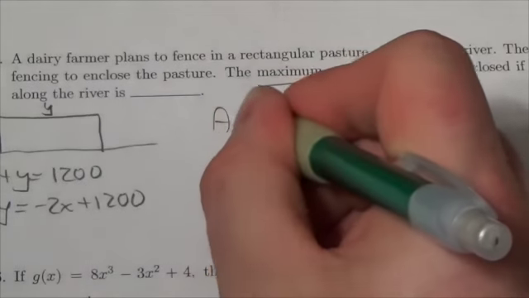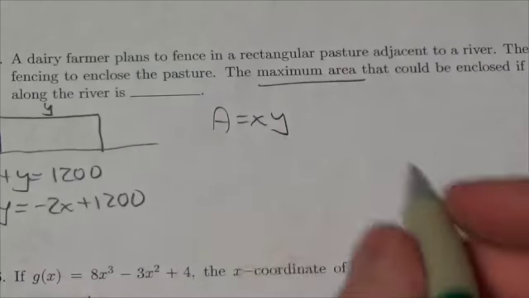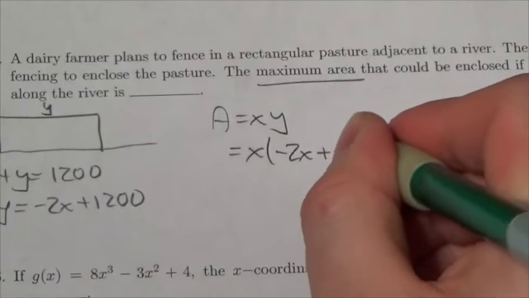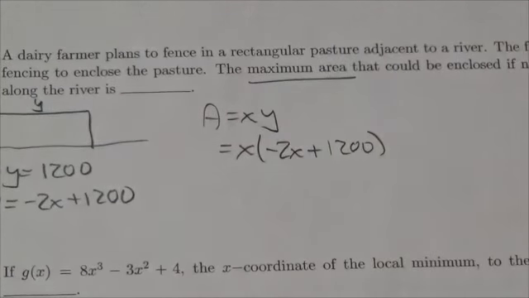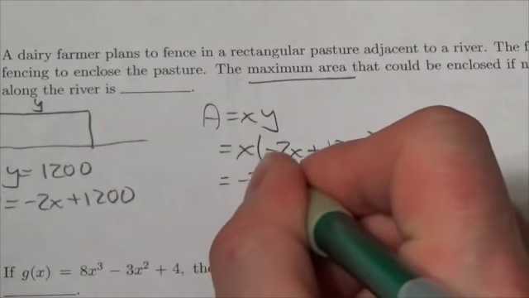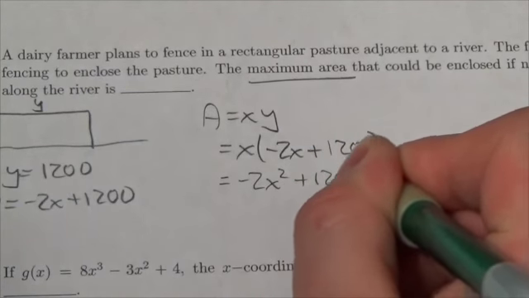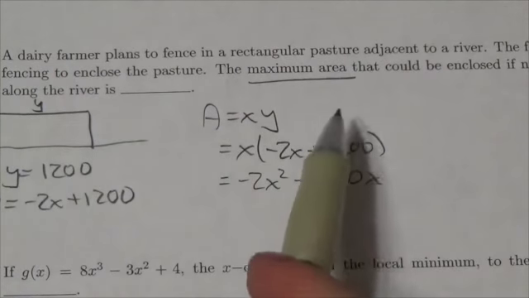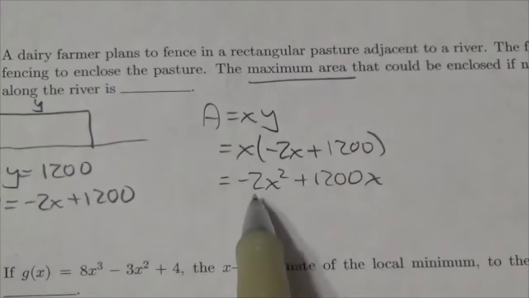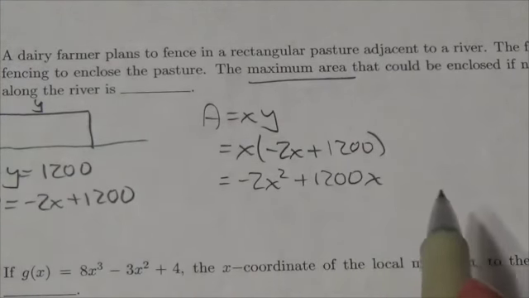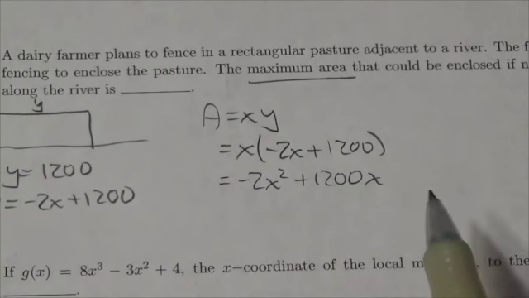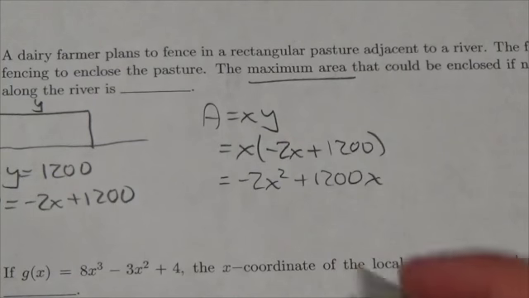And then I'm going to look at my area function here, and that's going to be x times y, but I know that y can be replaced with negative 2x plus 1,200. And so now we've got area in terms of just a single variable. So negative 2x squared plus 1,200x. There are other ways I could verify this, but the question is asking for a maximum area, and just as has happened before, this function here is a parabola that opens down, so I know that the vertex will in fact be a maximum here.